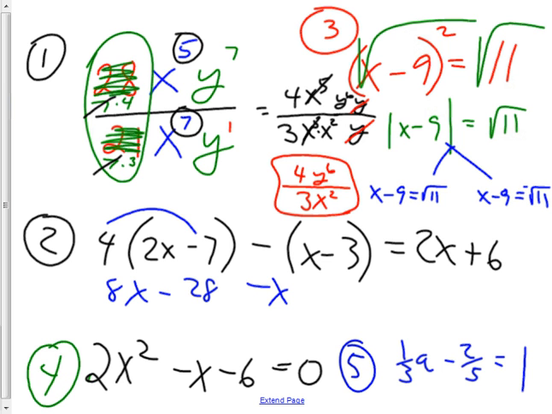Now I can add 9 to both sides, and x equals root 11 plus 9. And over here I add 9 to both sides, and it's negative root 11 plus 9. That's the toughest one, I would say, on the whole page. Who had that one right? And we're down to only half the group had that one right. It's root 11 plus 9, and negative root 11 plus 9.